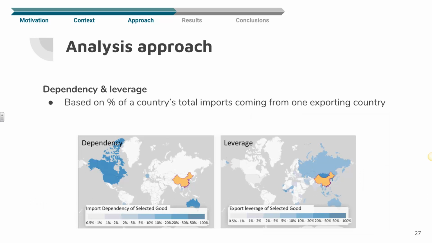Another concept is dependency and leverage. This is basically just how much of a country's imports are coming from one particular country. So we have the example of China. It is highly dependent on the US and Australia and France. A lot of its total imports come from these particular countries, so it's highly dependent on them. Versus leverage, China has leverage over Russia, Mongolia, Australia, et cetera, because it's exporting a lot of products to them.